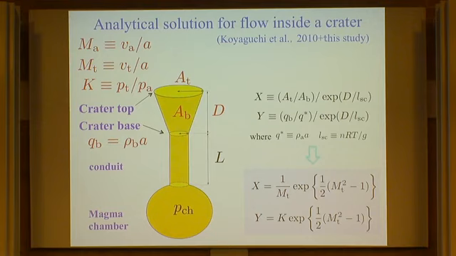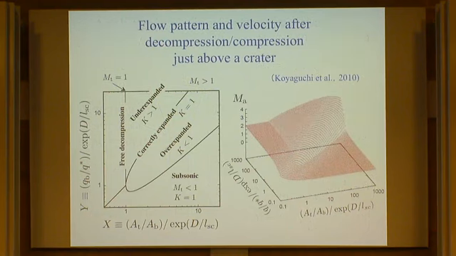Once we get the pressure ratio and Mach number at the top of the crater, then as I already showed, we can calculate the Mach number after decompression or compression. So we can solve everything from the quantity here to the quantity after decompression. Then the result can be summarized like this. This horizontal axis is x, the normalized ratio of cross-sectional area, and y is the normalized mass flow rate.